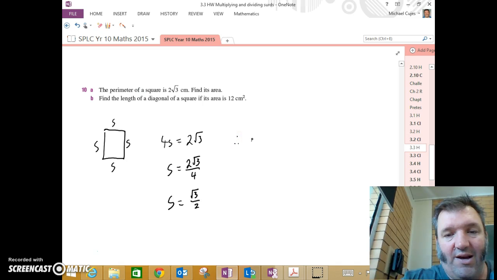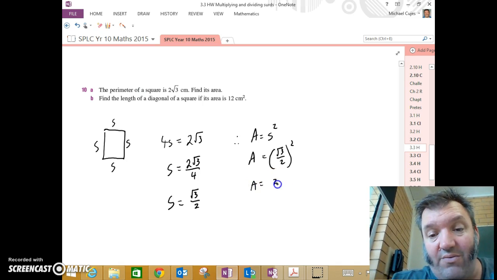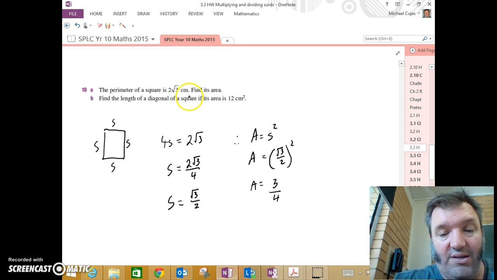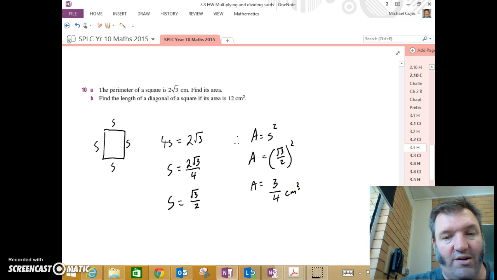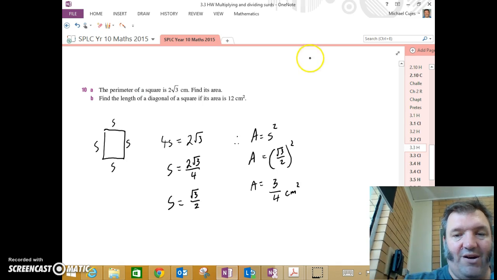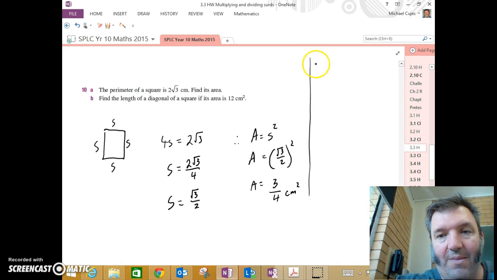How do I find my area? Area equals the side of a square squared. That's why they're called squares. So I've got root 3 divided by 2 squared. That means multiply it by itself. Root 3 times root 3 is 3. 2 times 2 is 4. Note the units are centimetres. This is an area, so it's square centimetres. Write it as 3/4 centimetre squared. Done. What about part B? Have I got enough room to do it over here?